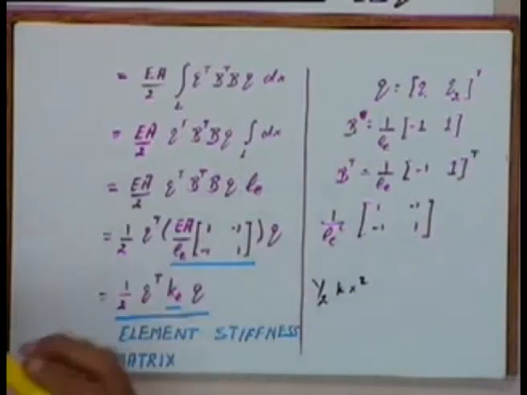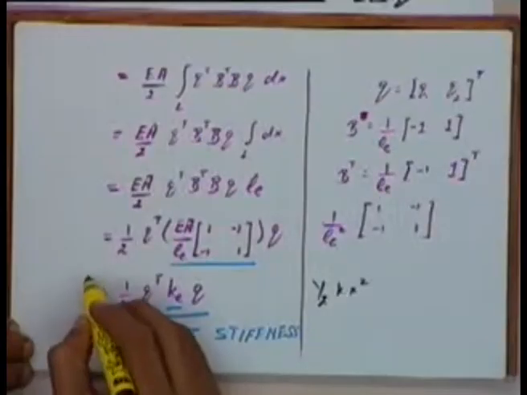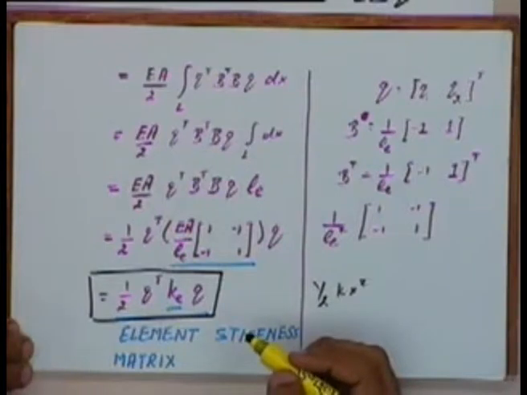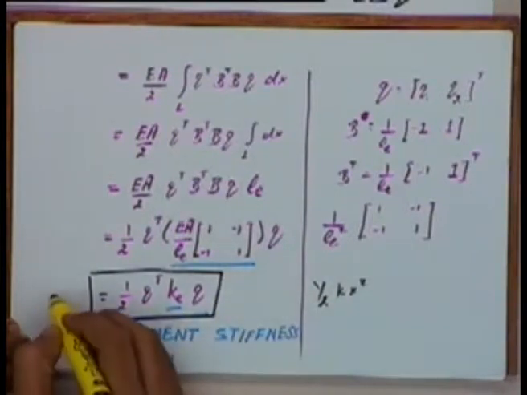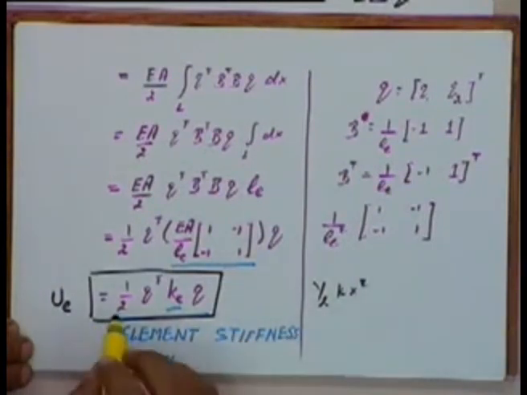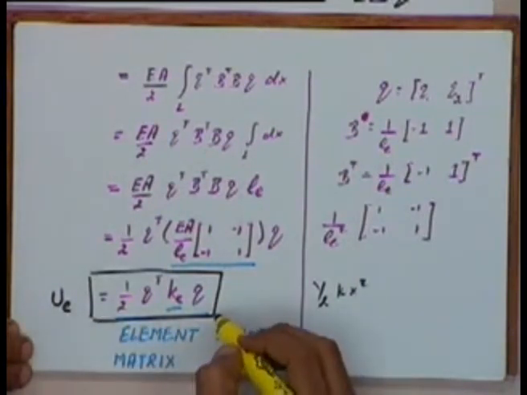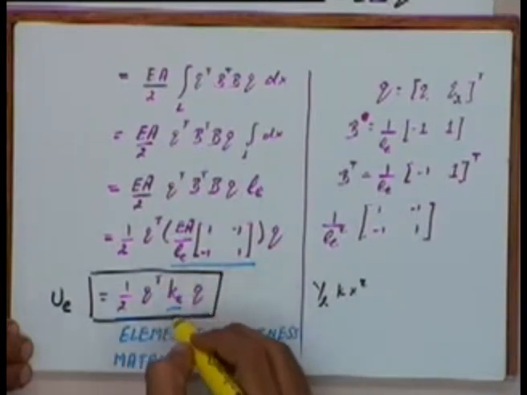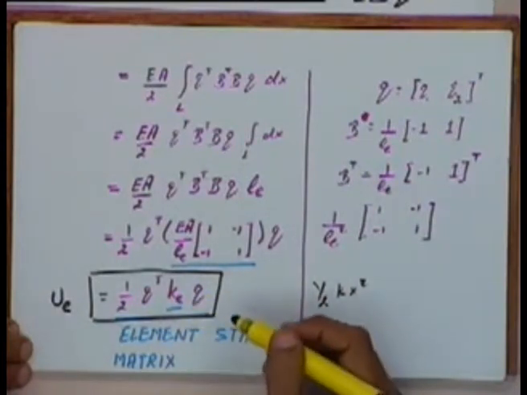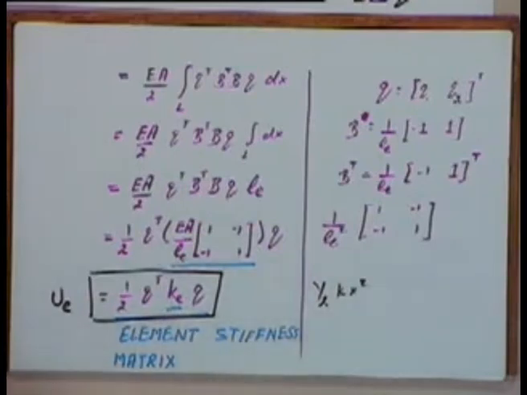In fact, we will see when we go on to higher order elements and more complicated elements, our aim will always be to get this expression. We will always get U, that is UE, the element strain energy, to be equal to this expression, and we will try to get some expression for this stiffness matrix. This will be the first step in our attempt to solve the finite element problem. So this is what we call the element stiffness matrix.